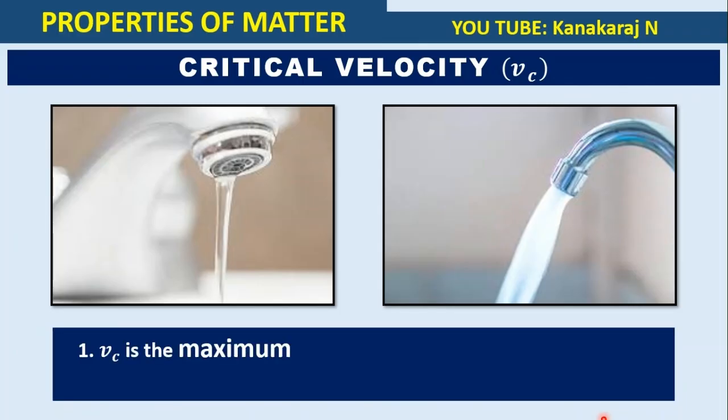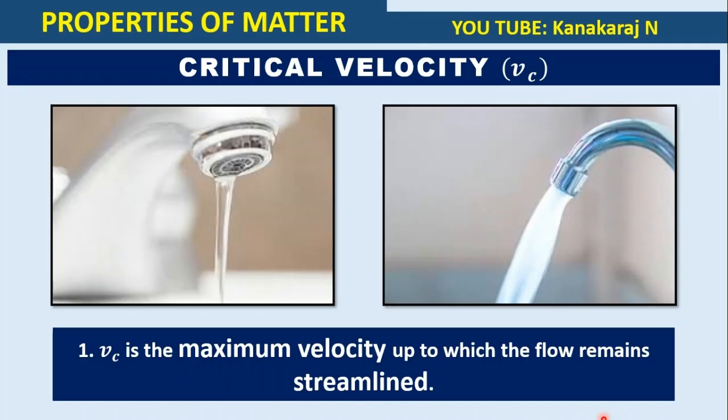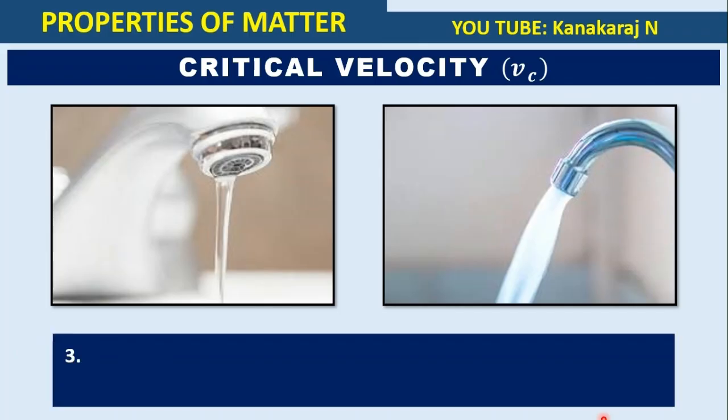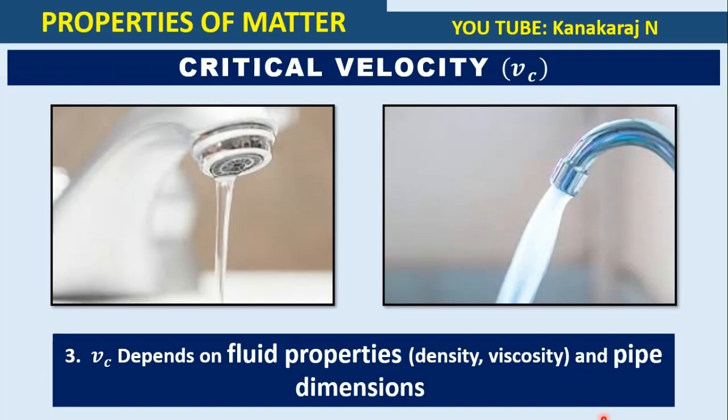1. The critical velocity is the maximum velocity up to which the flow remains streamlined, beyond which it is turbulent. 2. Beyond critical velocity, the flow transitions to turbulent. 3. Critical velocity depends on fluid properties like density, viscosity, and pipe dimensions like diameter but not length.